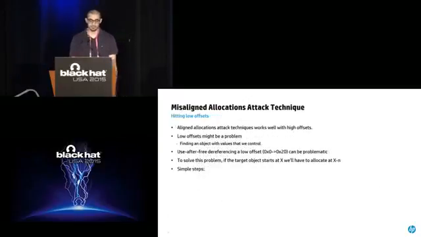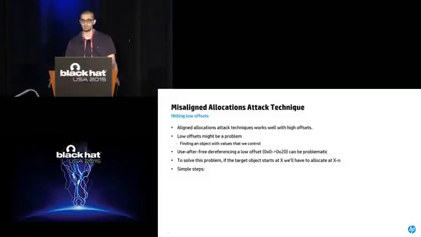So the next attack technique that I'll be discussing is the misaligned allocations attack technique. Basically, the aligned allocations attack technique works really well when we have a high offset. But if we have a bug that dereferences a low offset, that can be kind of problematic from an attacker's perspective, specifically because it's really hard to find an object that has values we can control at its low offsets.